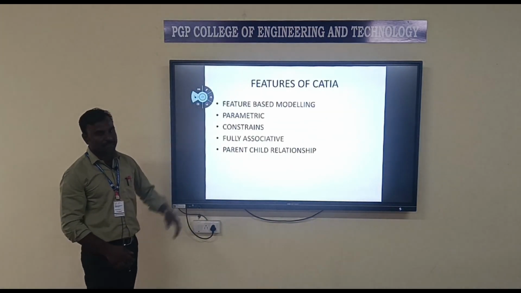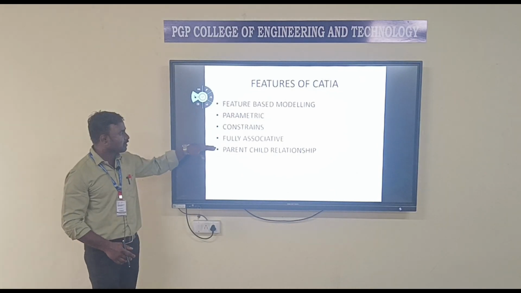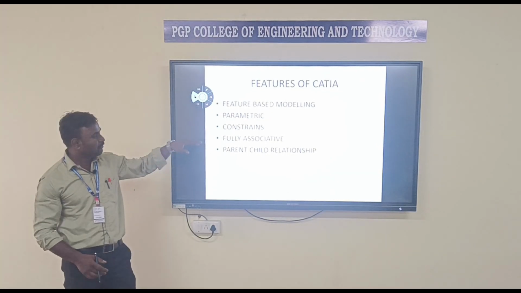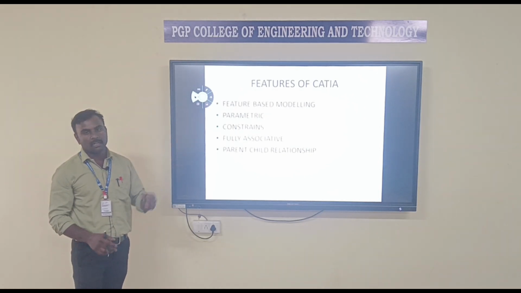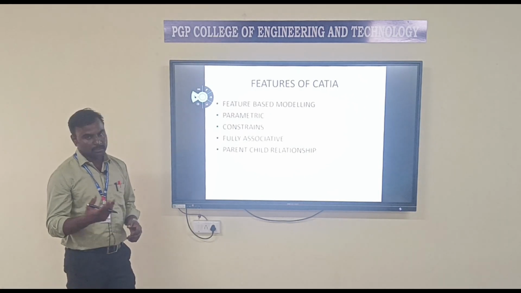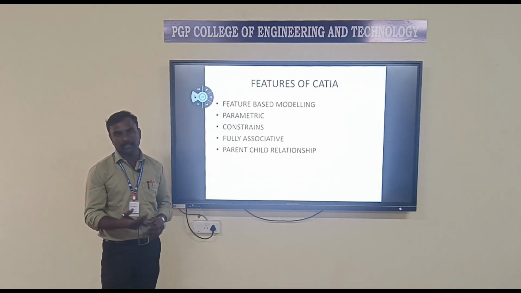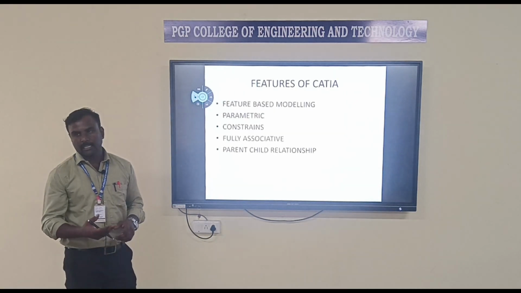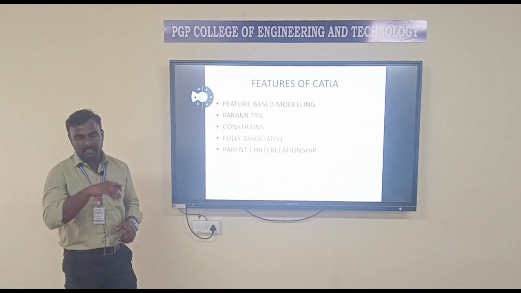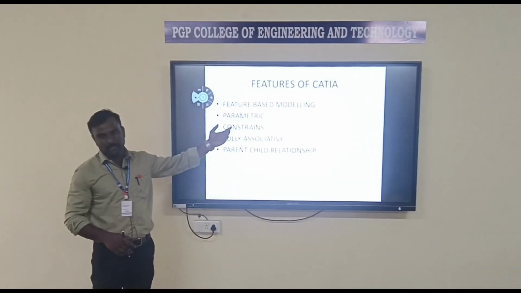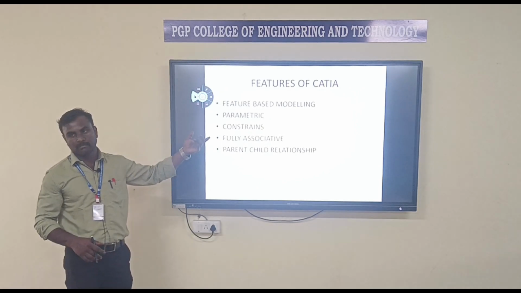Features of CATIA: it's based on these five kinds of things. The first one is feature based modeling. That's nothing but predefined geometric parameters that are already available, in terms of icons like hole, circle, slots. Everything is available based on the icon, so we can easily use those features.